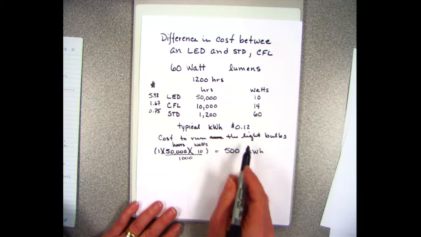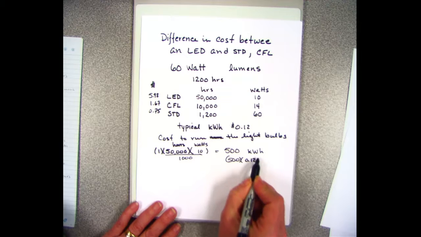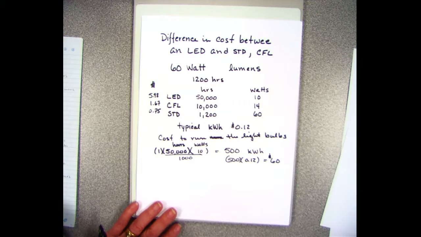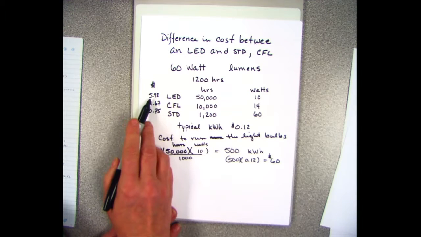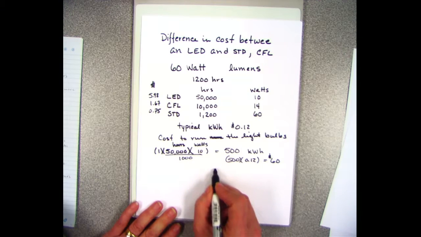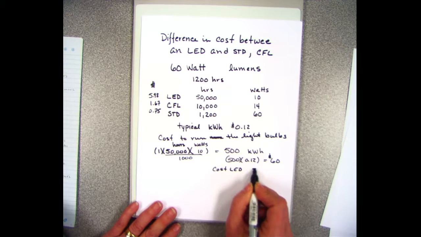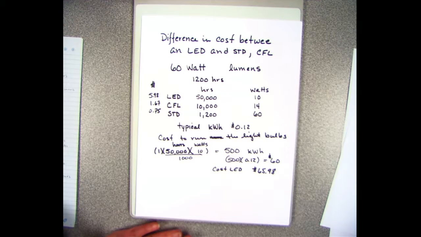So I take my 500 times my 12 cents, and it's going to cost me $60 to operate. And then it cost me $5.98 to actually get my light bulb. So for 50,000 hours, the cost associated with an LED is $65.98 over the lifetime of my LED. That's how much it cost me to do it.